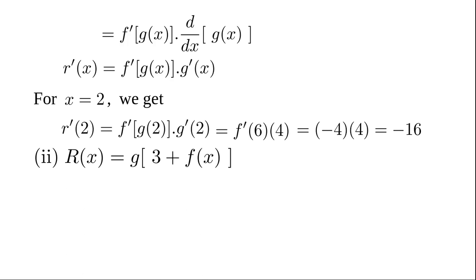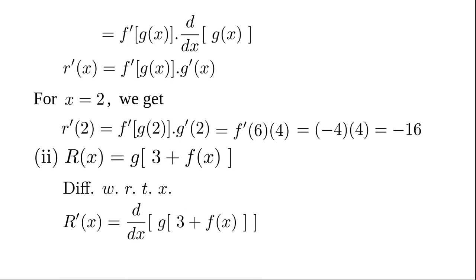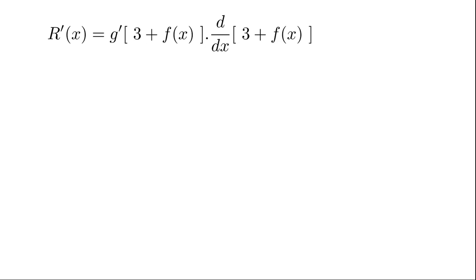Now r of x equals g of 3 plus f x. Differentiate with respect to x. r dash of x, the derivative of g of 3 plus f x, becomes g dash of 3 plus f x into the derivative of 3 plus f x, and therefore r dash of x equals g dash of 3 plus f x into f dash of x.